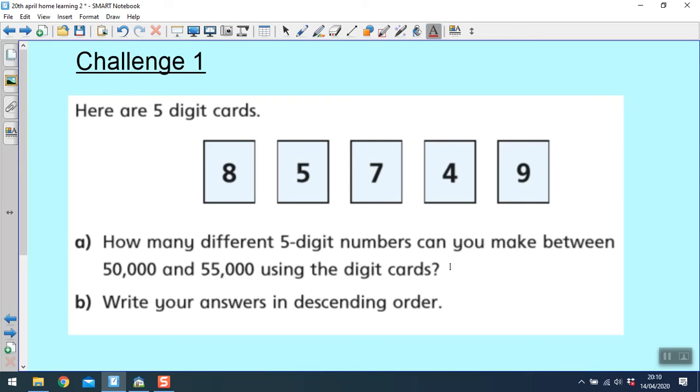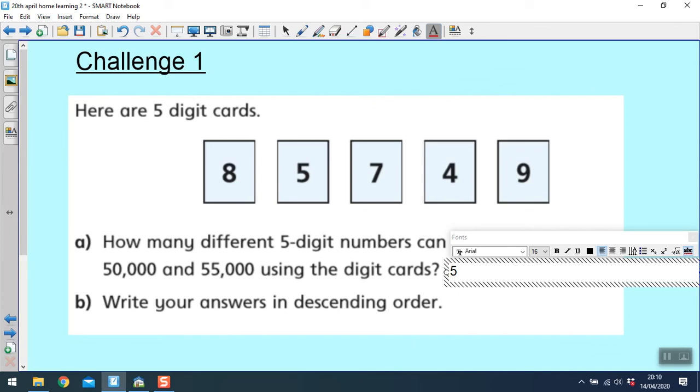Okay, so I've got to obviously start with 5 tens of thousands. I can't have 58,000 or 57,000 or 59,000 because they're all bigger than 55,000. So I've got to have 54,000. But then the other 3 digits can be in any order. So I could have 54,879. I could have 54,789.